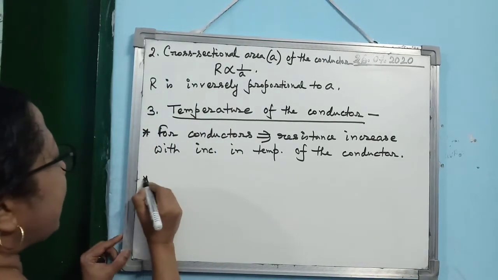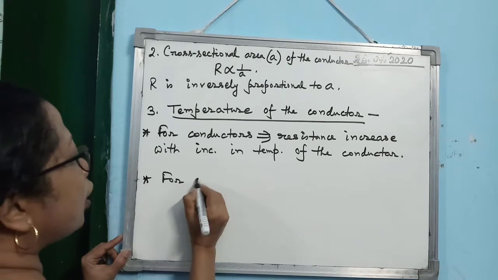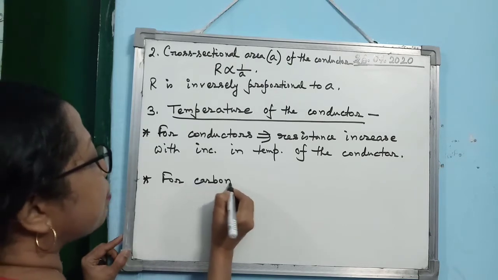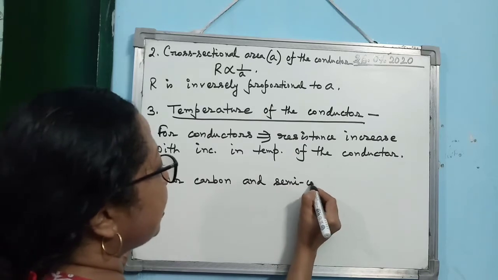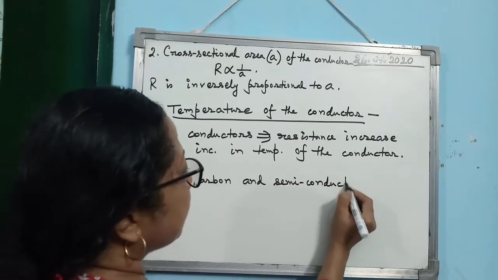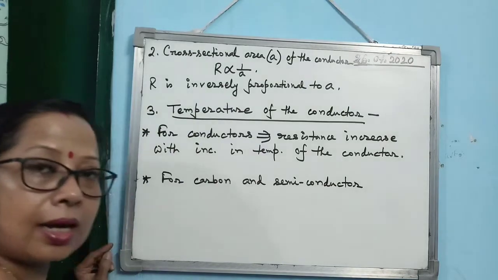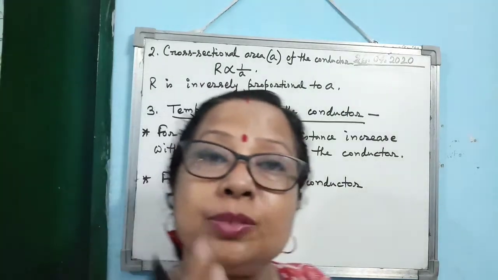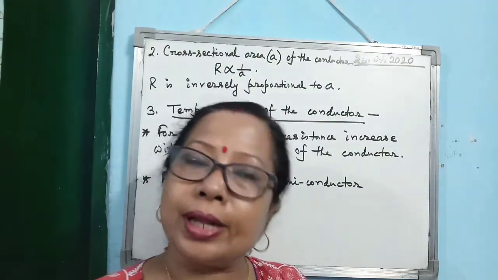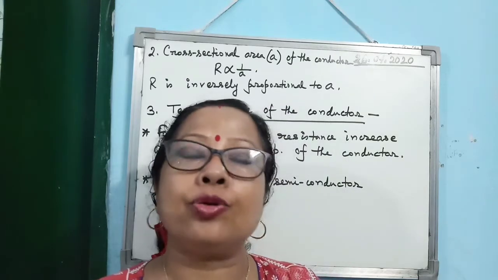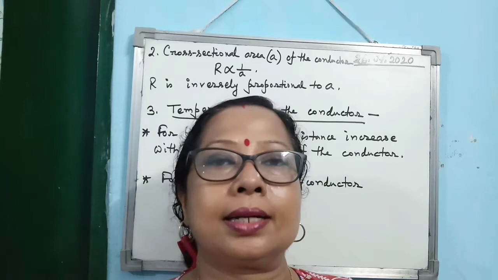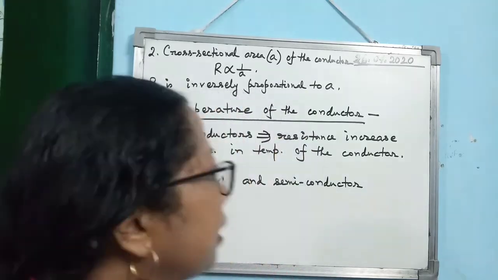And there are certain things, meaning carbon and semiconductors. Semiconductors means germanium and silicon. What are the semiconductors? The materials which behave as insulators at low temperature, and if the temperature increases to room temperature, they will behave like a conductor. So they are known as semiconductors.